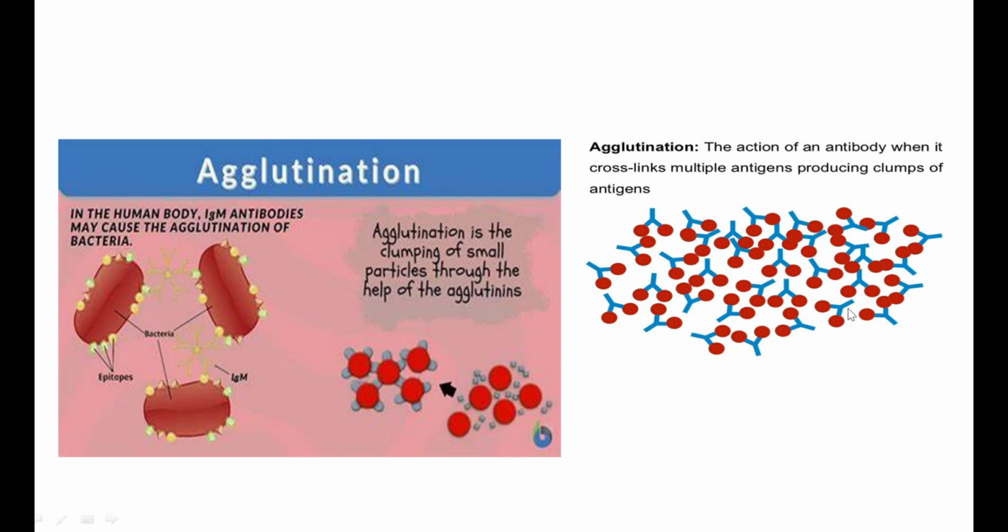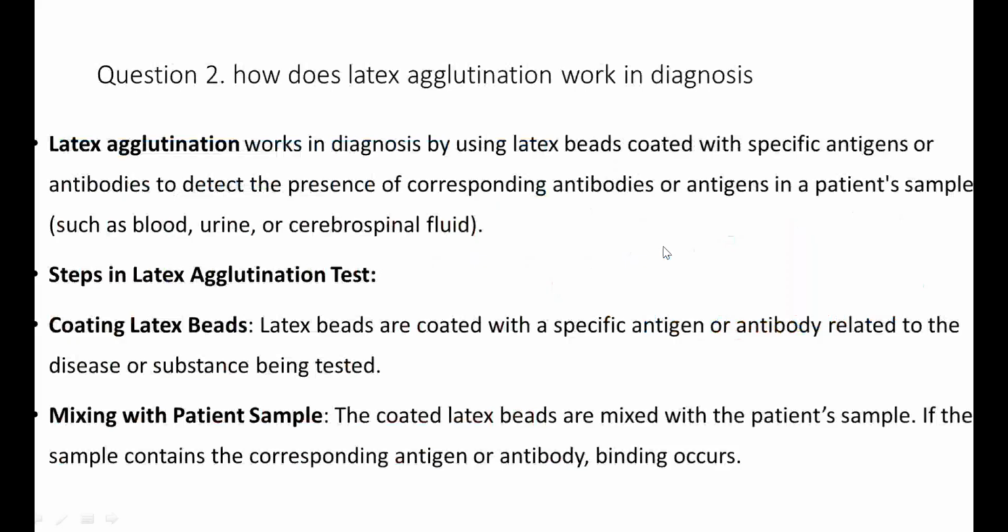Here is the other example, which shows how the antibody and antigen interact and form a cross-link between the two antigens in order to form the clump. That is the first question, about the principle behind agglutination, and we see that the principle is antigen-antibody interaction in order to detect whether the patient has the disease or not.